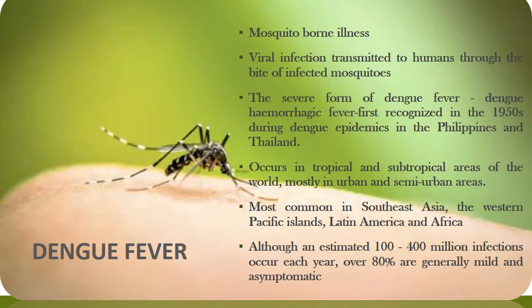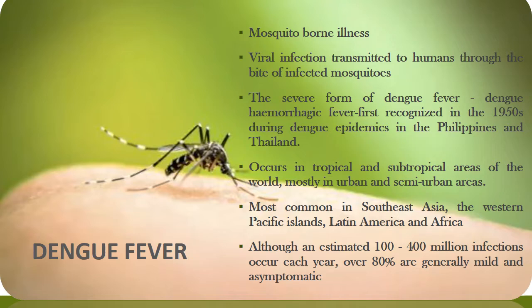How is the mosquito causing infection? When a mosquito bites a person infected with dengue, the virus enters the mosquito along with the blood. Then that mosquito bites another person, and the virus enters that person's bloodstream and causes infection.